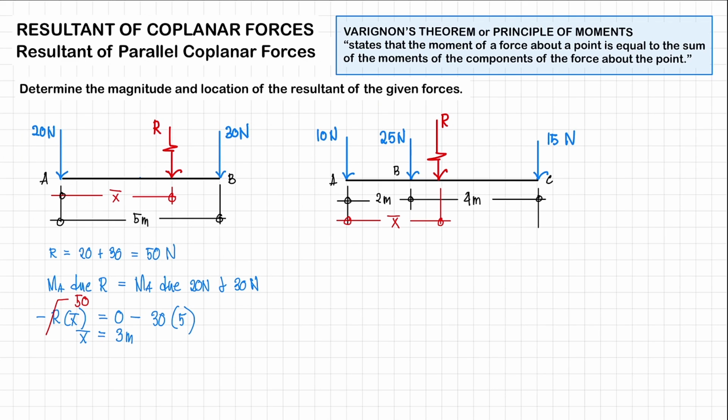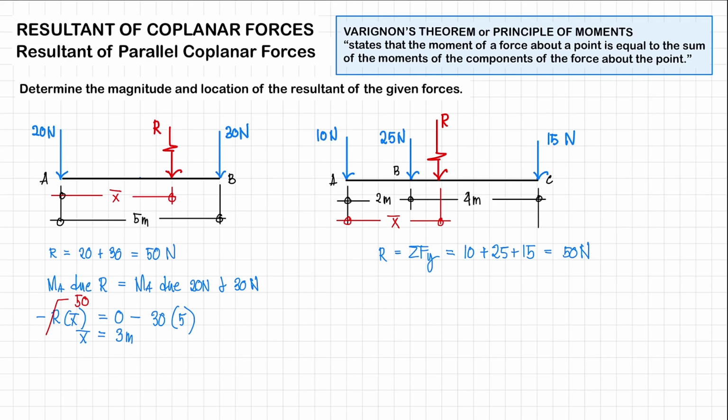All right, so let's look at another example. Here we have three forces: 10 newtons, 25 newtons, and 15 newtons acting on points A, B, and C respectively. Now, the distance between point A and point B is 2 meters, and the distance between point B and point C is 4 meters. Solving for the resultant, again, we're just going to add them up. So this is basically just the summation of vertical forces since our forces are all vertical forces. So this is just 10 plus 25 plus 15 newtons, and that is equal to 50 newtons.